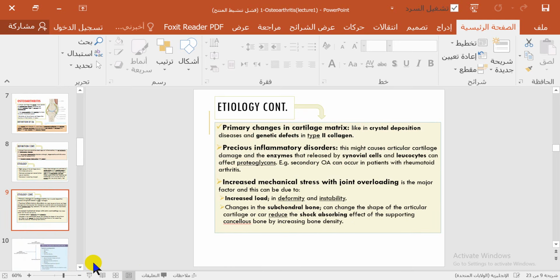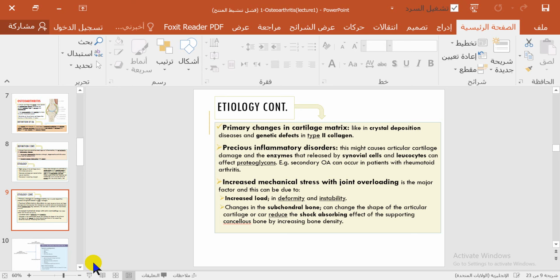Continuing with the etiology. Primary changes in the cartilage matrix, like crystal deposit disease and genetic defects in the type 2 collagen fibers, might predispose to OA changes. A previous inflammatory disorder might cause articular cartilage damage, and the enzymes released by synovial cells and leukocytes can affect proteoglycan. For example, secondary OA changes can occur in a patient with rheumatoid arthritis.